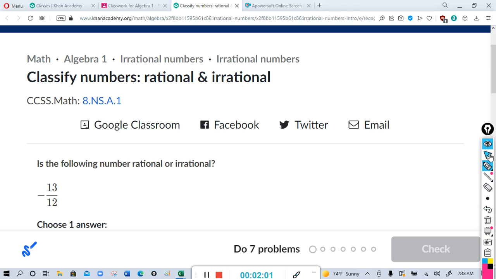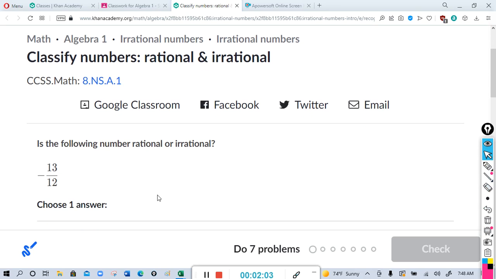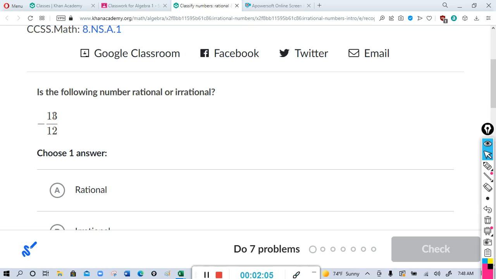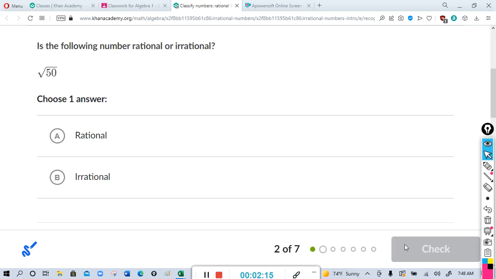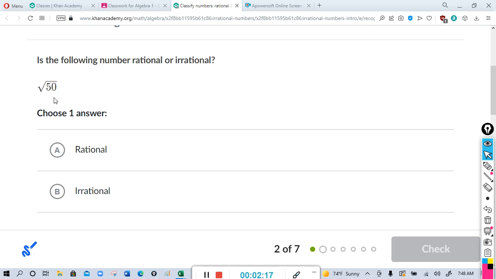All right. So is this rational or irrational? Well, just regular fractions, they're always going to be rational. Okay, if there's no square root, no pi, it's just going to be rational. Okay, square root of 50. If you tried to do this on the calculator, you would get 7 point something, something, something. It would just keep going. All right, so that's irrational. Unless it's a perfect square, it's irrational.